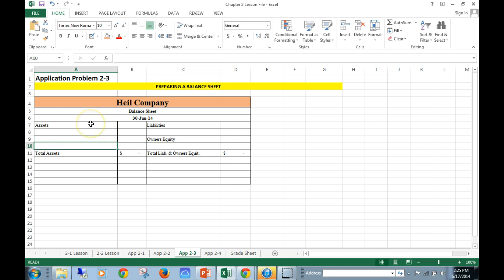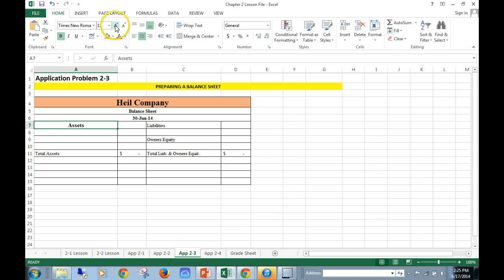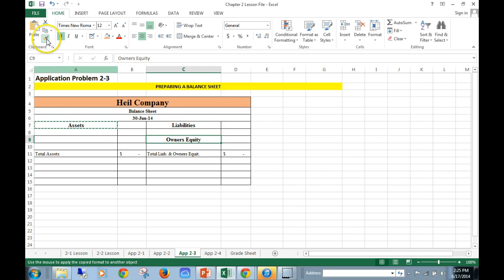Remember that these are column headings or section headings, so we're going to bold these. We're going to center them. That's super important. And we're going to make them a little bit bigger. Format Painter: if I hit it twice, then I can go to multiple cells and do that, and then hit it again to turn it off.